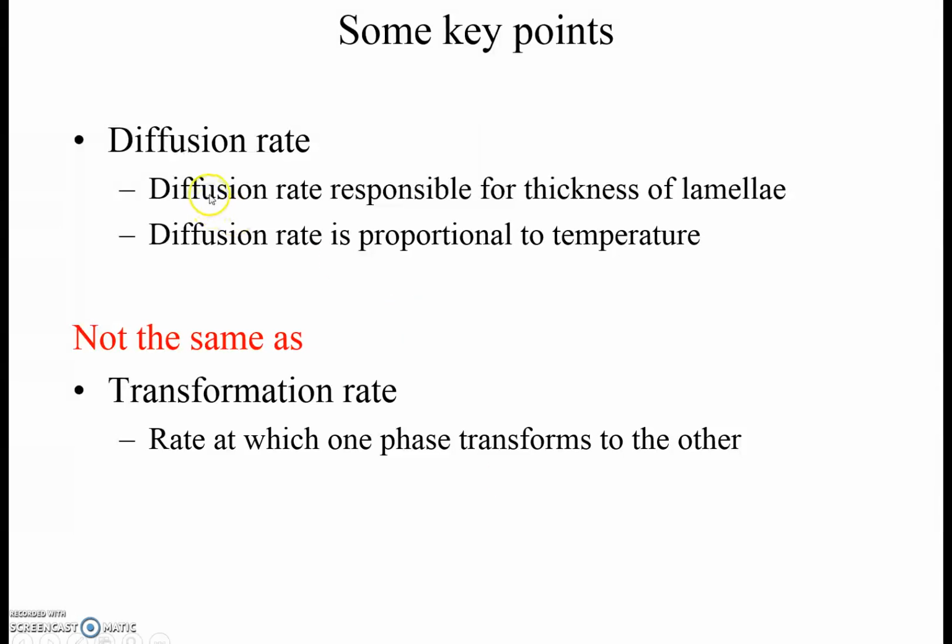Okay, some key points. Note that the diffusion rate is proportional to the temperature, as you would expect. The higher the temperature, the higher the diffusion rate, and the lower the temperature, the lower the diffusion rate. Also, recall, we've said this a few times, that the diffusion rate is responsible for the formation of the lamella. So if you have a high diffusion rate, then you'll have thicker lamella. Low diffusion rate, you'll have thinner lamella. Correct?